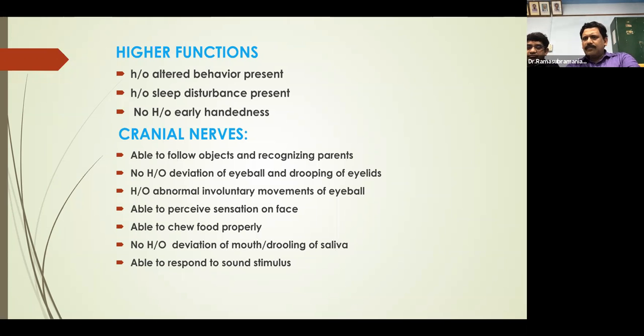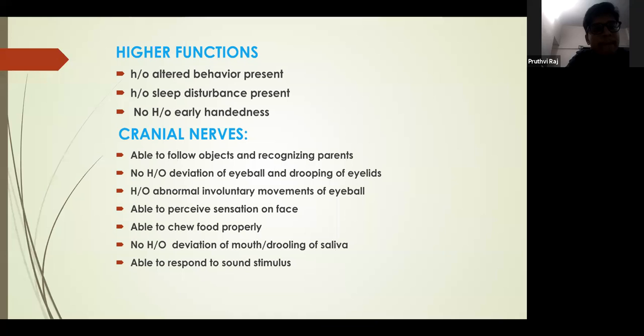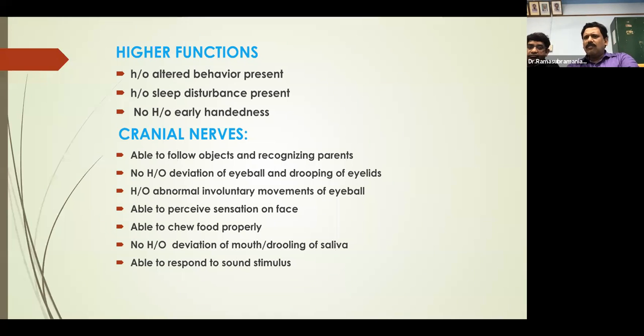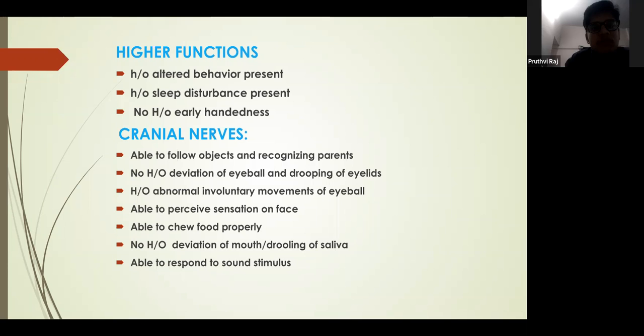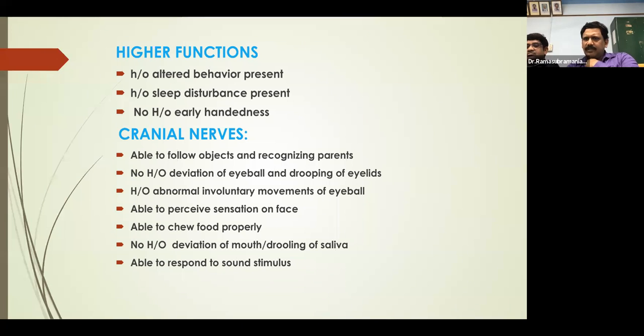There is no history of deviation of eyeballs. There's no squint, according to the history? Yes, sir. History of abnormal involuntary movement of eyeball. What could that be? Nystagmus, maybe, sir. Nystagmus. Okay. Able to respond. Next.